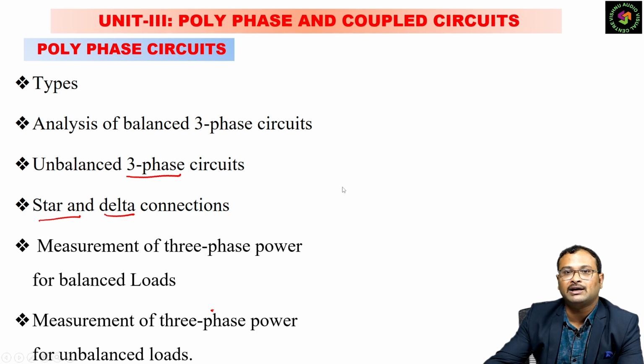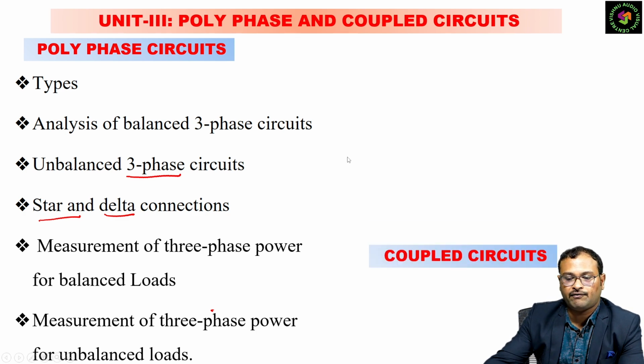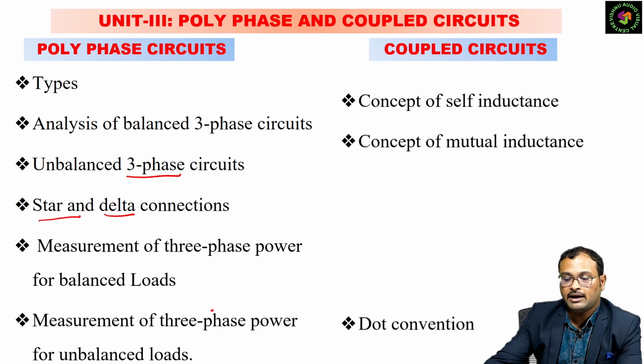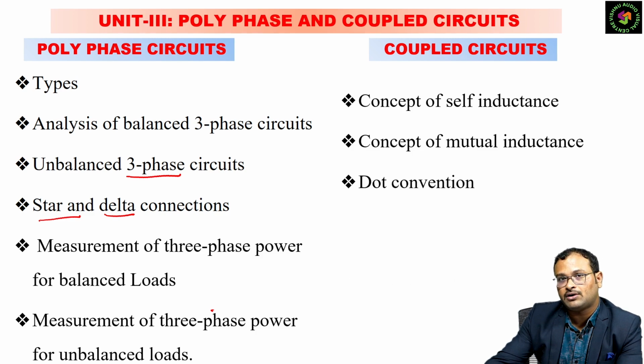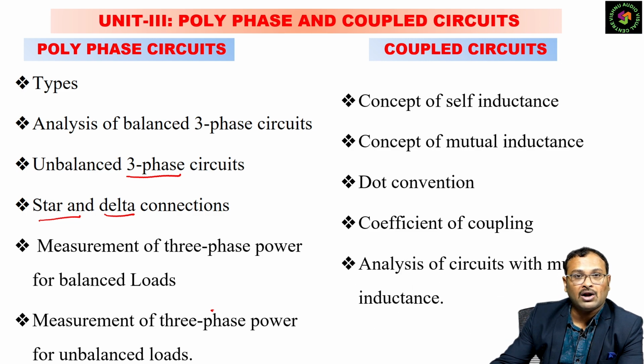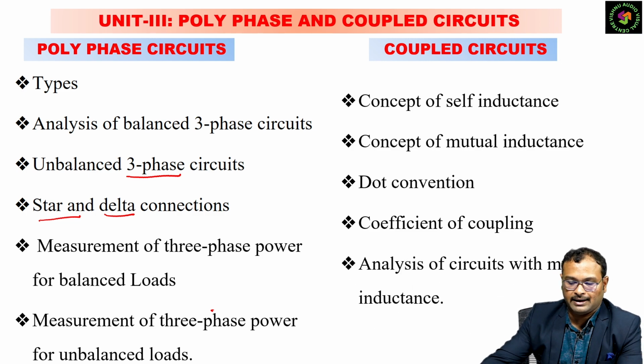Then we'll go with the coupled circuits. In coupled circuits, first we'll observe what is the concept of self-inductance, what is the concept of mutual inductance. Then after that we'll see the dot convention of this mutual inductance. Then we'll follow the coefficient of coupling and analysis of circuits with this mutual inductance.